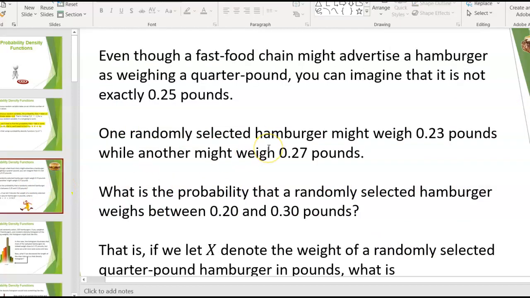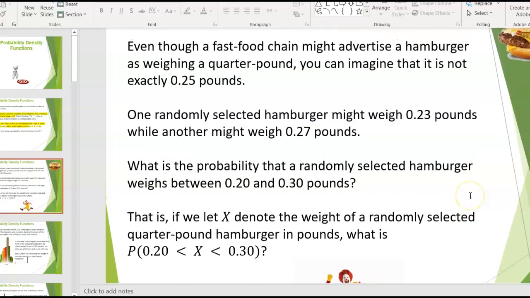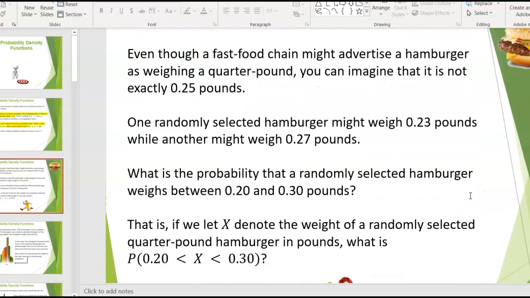So, imagine, anyone a fan of a quarter pounder at McDonald's? They're pretty delicious. If you haven't tried one, I would strongly recommend.